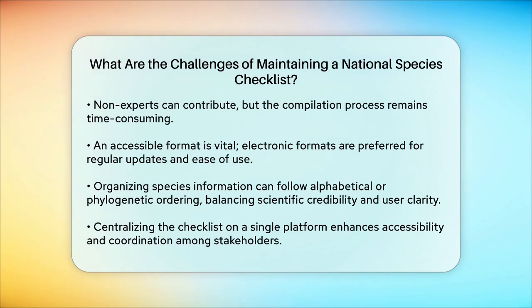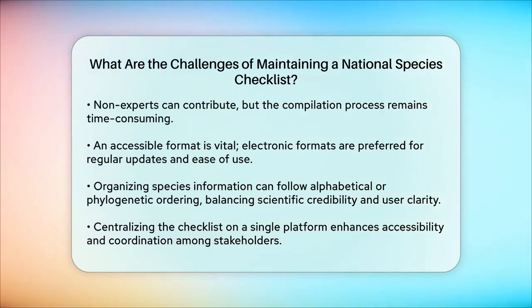Ideally, national checklists should be integrated and coordinated from a single platform, such as a website, to avoid fragmentation and ensure that the information is easily accessible to all stakeholders. This centralization helps in monitoring diversity and coordinating taxonomic changes effectively.